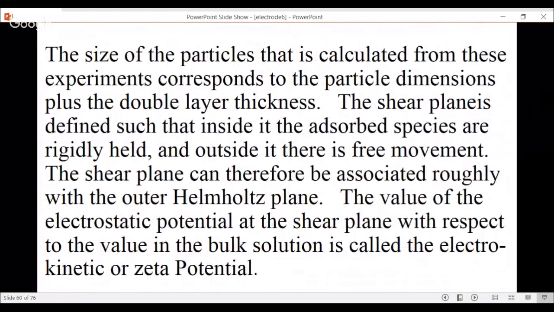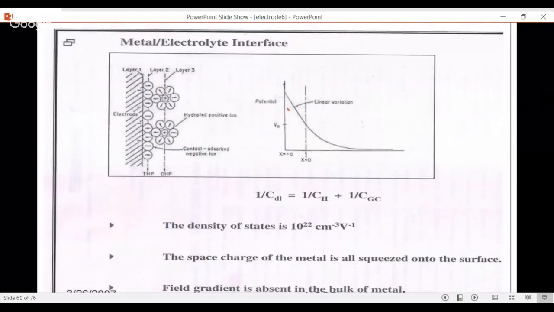The value of the electrostatic potential at the shear plane with respect to the value of the bulk solution is called the electrokinetic or zeta potential, the potential difference. Okay. So this is a summary of what we have tried to do.